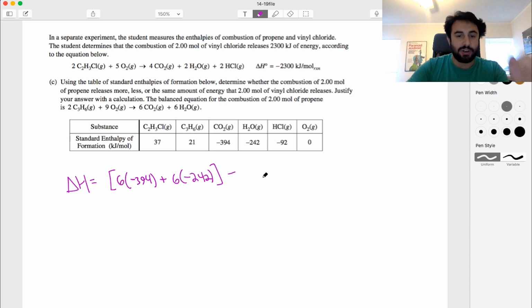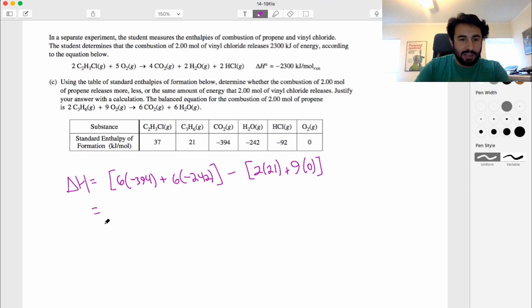So there's our product. Now we're going to subtract from that. Now we have on the reactant side 2 times the propene. Make sure to use this one and not this one. This is the vinyl chloride, right? We want propene right there, 2 times 21 plus 9, and then obviously enthalpy of formation for any pure element, any element like O2, is going to be 0. But we want to put the full calculation there. So we put that all in the calculator, and we get negative 3858 kilojoules per mole. So that's the delta H for this combustion.